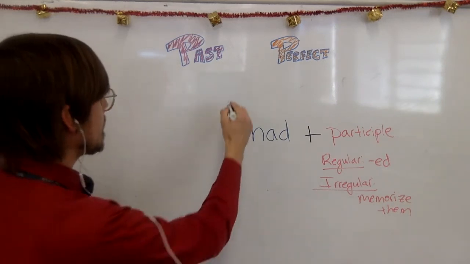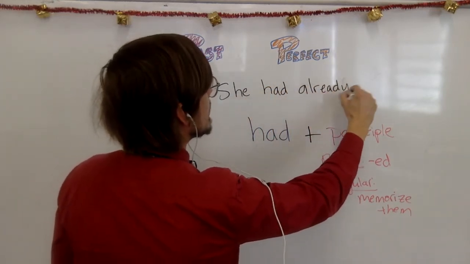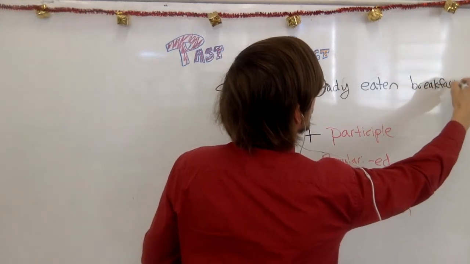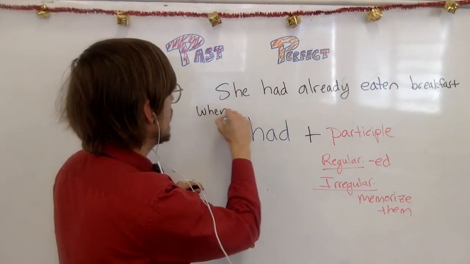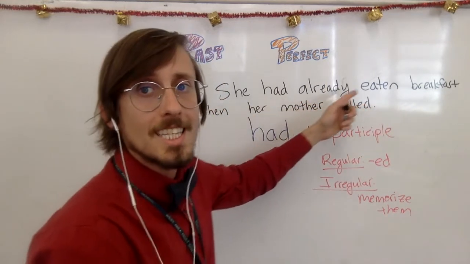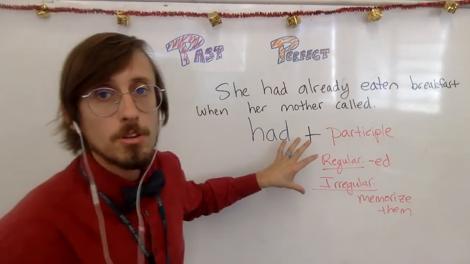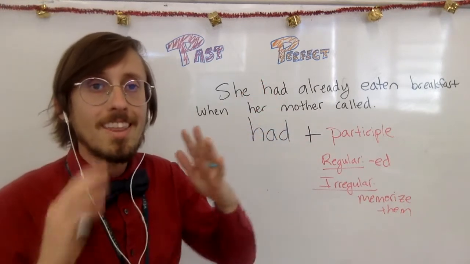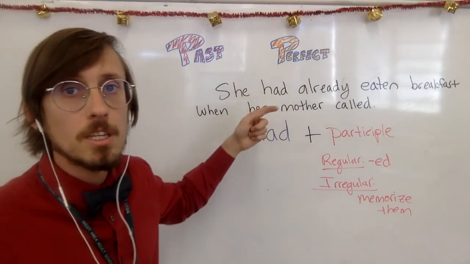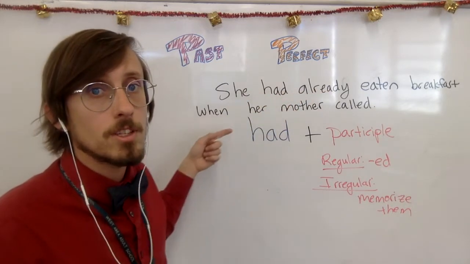So I could say something like, she had already eaten breakfast when her mother called. She had already eaten breakfast when her mother called. The use of the past perfect here is to distinguish two actions that happened at different times, but both happened in the past. I want to show the order that these happened in. This action happened first, so I'm using the past perfect. She had already eaten breakfast when her mother called.